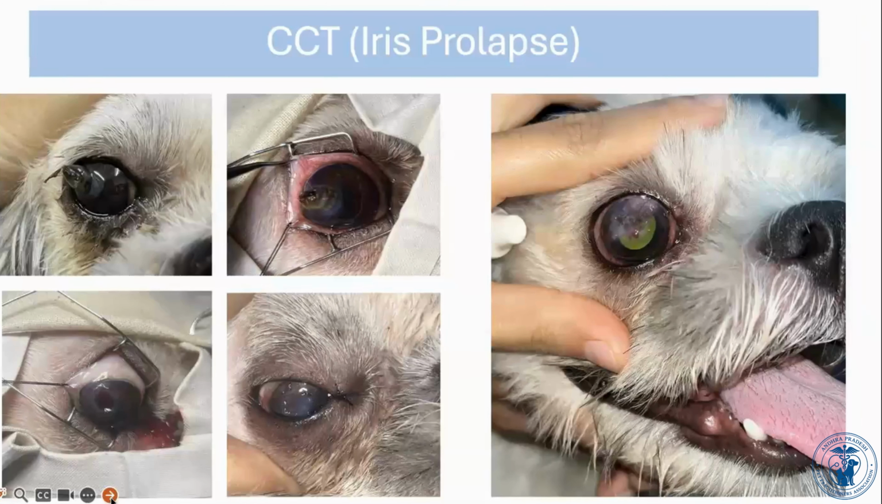So this is again one case of corneal transplant (CCT) for the iris prolapse. In this case, it was a little delayed case, but I could see the pupil margins. It's not very nicely visible in the photo, but I could see a little pupil margin. And it was a very young pet, so it was worth taking a shot.